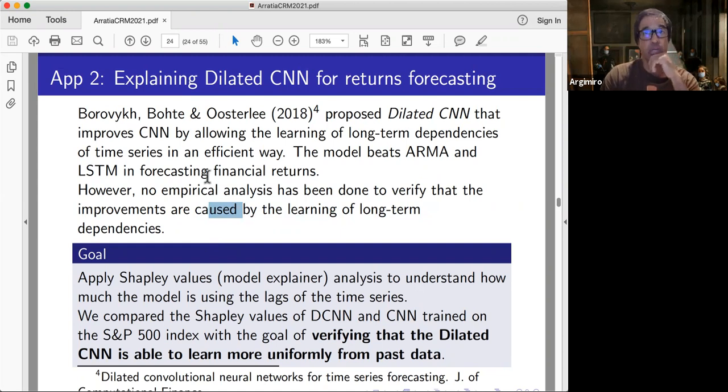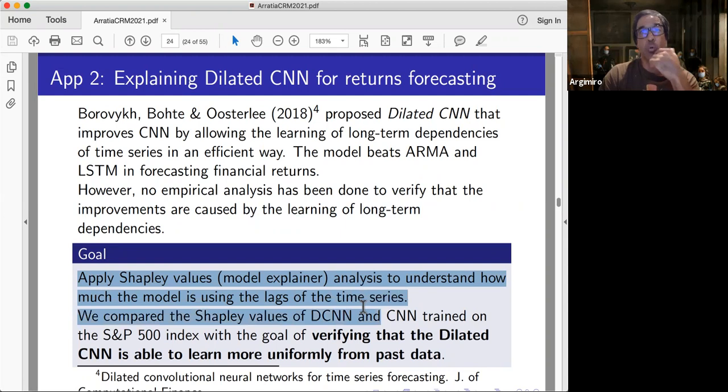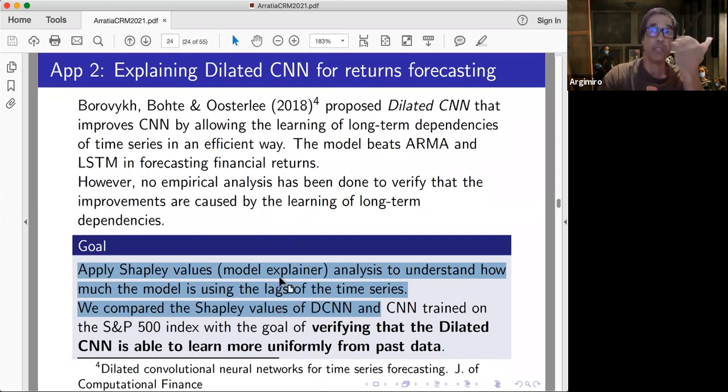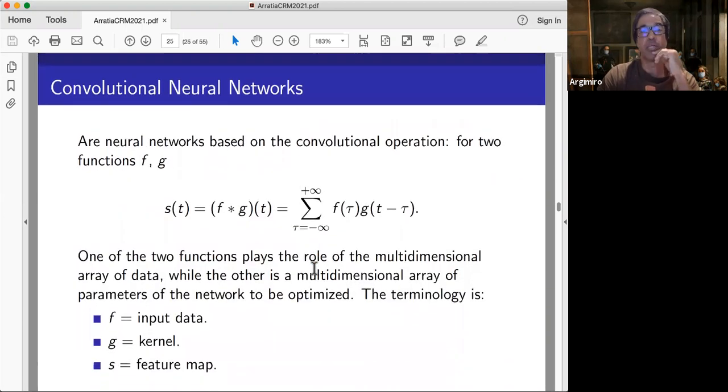So our goal here is to apply our Shapley values, our model analysis, to understand how much the model is using the lags of the time series. So we're going to compare the Shapley values of the dilated convolutional neural network and the standard convolutional neural network, as our benchmark or baseline model within the neural network class of models, on the SP500, just as they did. We're going to reproduce their experiment to verify if really the dilated convolutional neural network is learning the lags of my series better, right? So, okay, I'm running out of time, so I'll go very quickly.